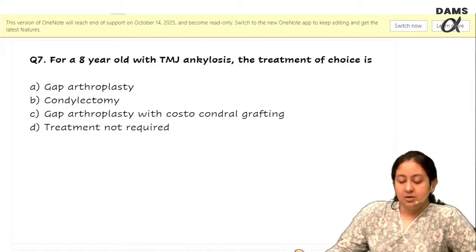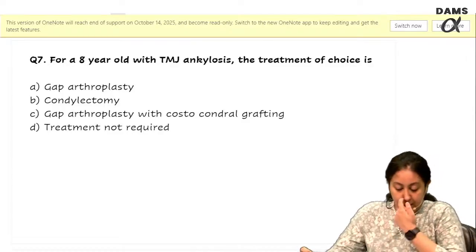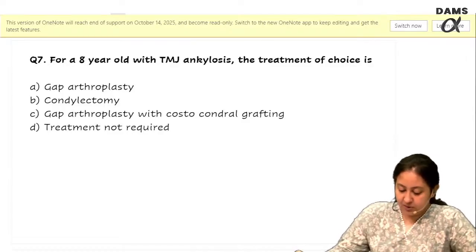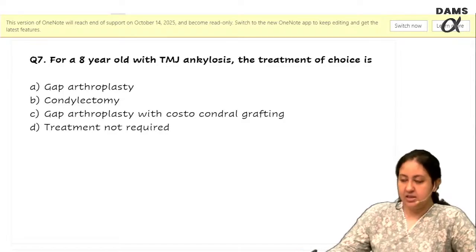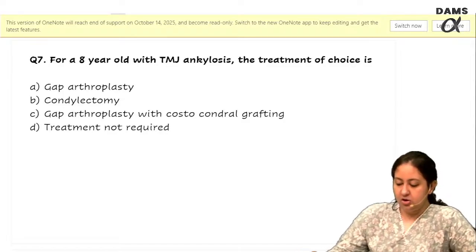Now coming to question number 7. For an 8-year-old with TMJ ankylosis, the treatment of choice is A. Gap arthroplasty, B. Condylectomy, C. Gap arthroplasty with costochondral grafting, and D. Treatment is not required. So what would be the answer here?